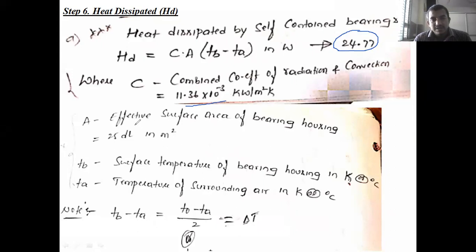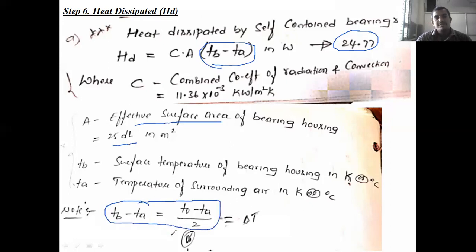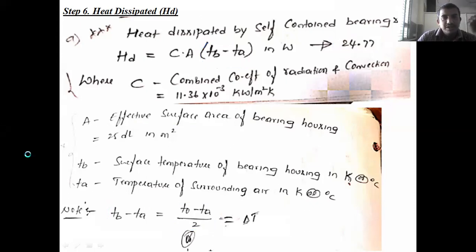A is nothing but the effective surface area of the bearing housing. It is 25 times D into L. Then the difference in temperature is between the bearing and ambient temperature. The bearing temperature is unknown. Then how to determine the bearing temperature? The difference in bearing temperature is calculated as half of the difference of the operating and ambient temperature. Right? Two other formulas are also used to determine the heat dissipated.